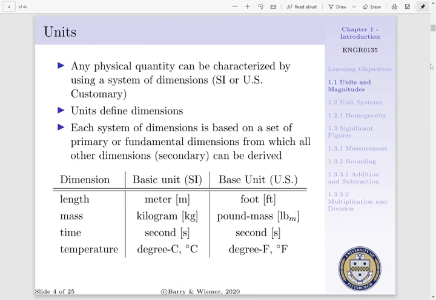Now, in the US customary system, length is described by feet, where a foot, [ft], within square brackets, defines our length. Mass is denoted as pound mass, and we have [lb_m] within square brackets. Now, this is going to differ from pound force, which has an f in the subscript. Time is the same, where we have seconds, and temperature is described in degrees Fahrenheit. In an absolute temperature scale, we would use degrees Rankine.